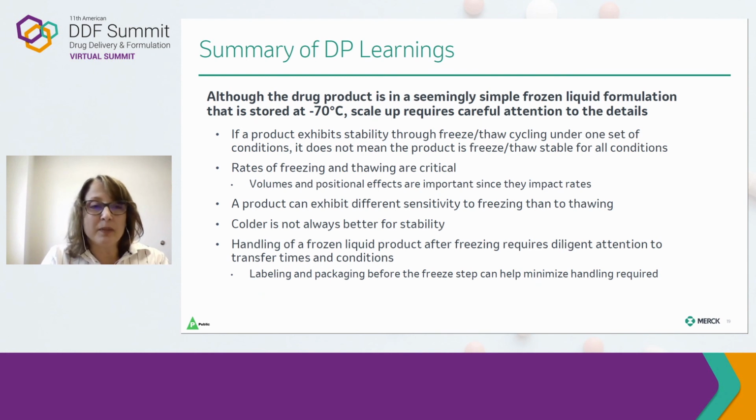As you scale up and get to bigger quantities, depending on how they're packaged, if you wanted to work with a whole lot and thaw it, say to label, and then refreeze, that's where you run into trouble because of the impact on the rates. And of course, a product can exhibit different sensitivity to freezing and thawing. Colder is also not always better for stability. Again, that's what we saw with -20 C being substantially worse than the 2 to 8 C stability.